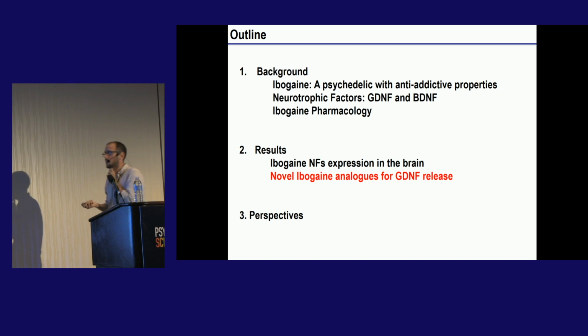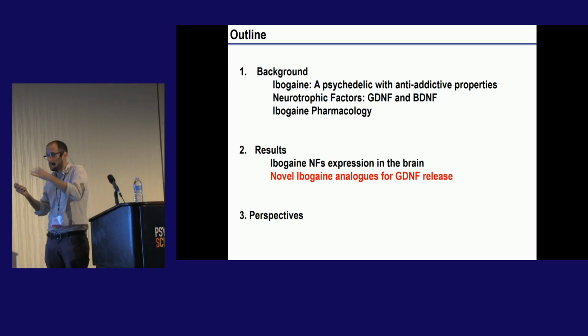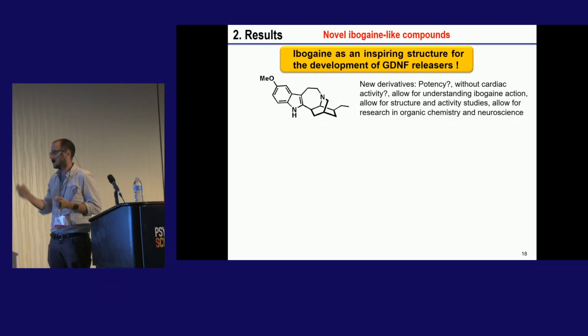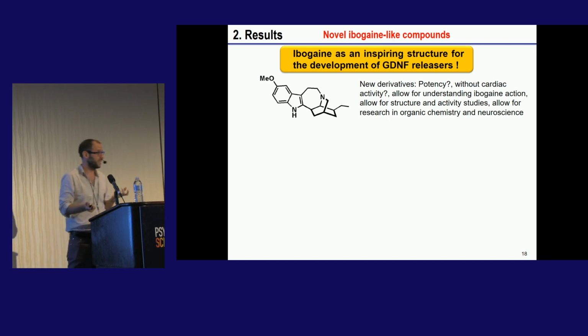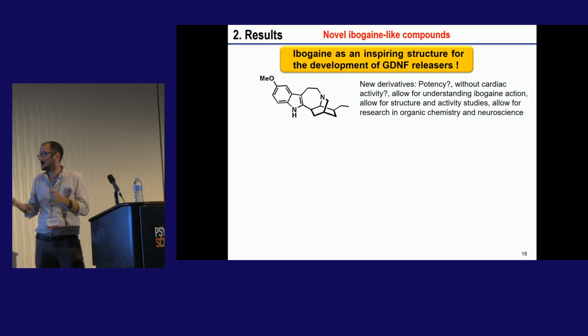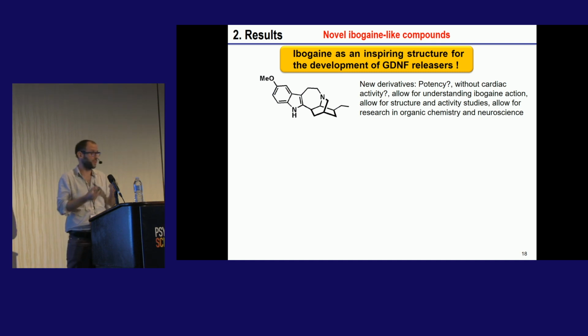What I'm going to tell you now is another part of the work we are doing in Uruguay. The idea is that we are trying to use organic synthesis to make some different structures, inspired by the molecular structure of ibogaine, to see if we can get some molecules that could have a higher potency for GDNF release. And especially to see if we find molecules that don't act on the hERG channels in the heart.